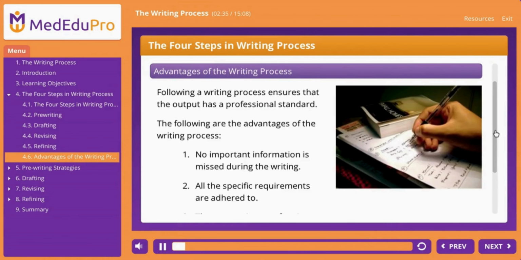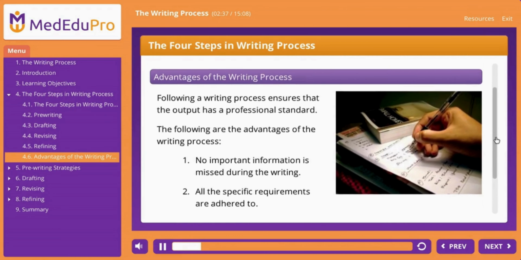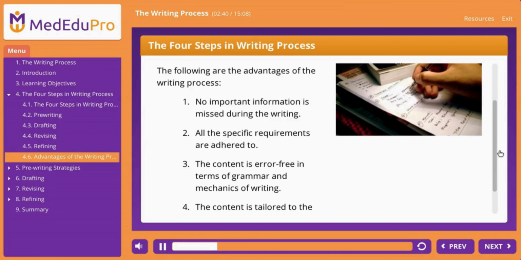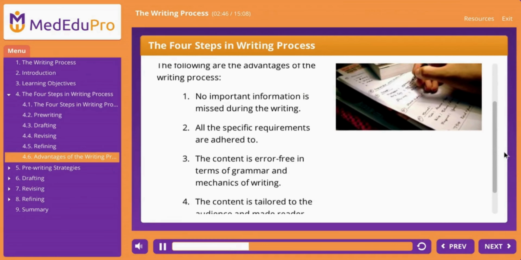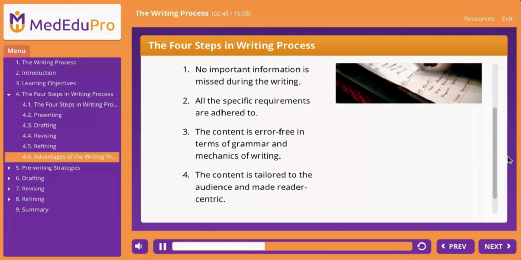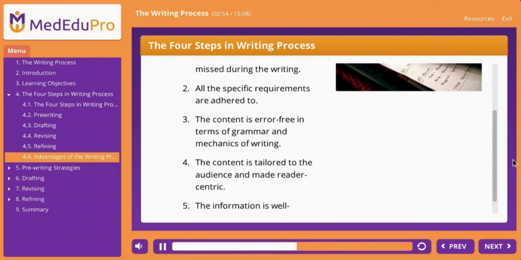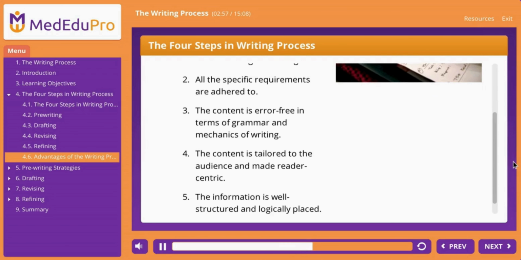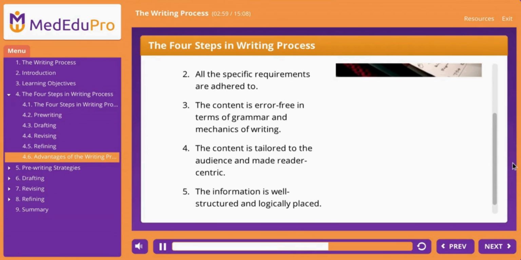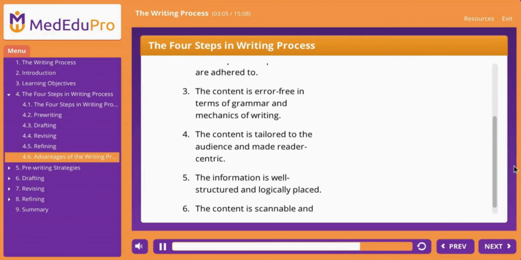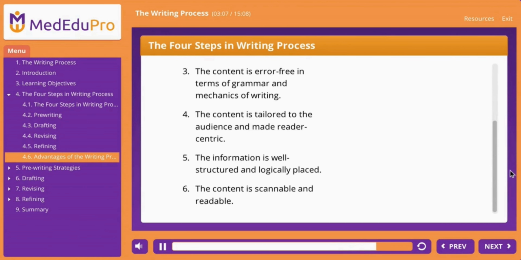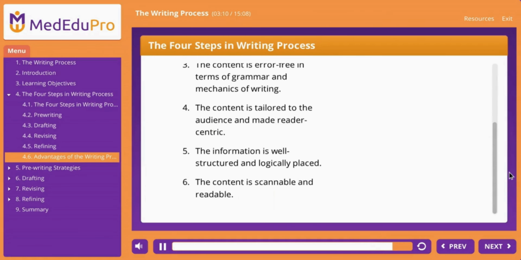Advantages of the writing process. Following a writing process ensures that the output has a professional standard. The following are the advantages of the writing process. 1. No important information is missed during the writing. 2. All the specific requirements are adhered to. 3. The content is error-free in terms of grammar and mechanics of writing. 4. The content is tailored to the audience and made reader-centric. 5. The information is well structured and logically placed. 6. The content is scannable and readable.